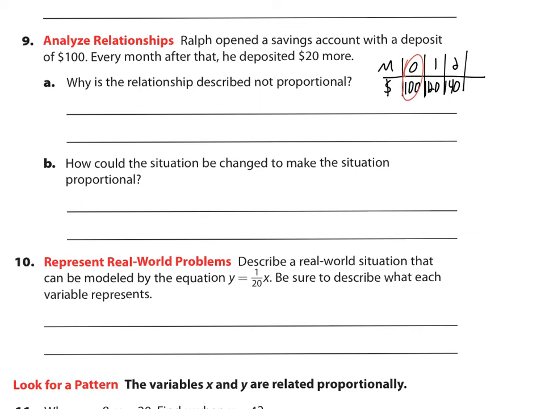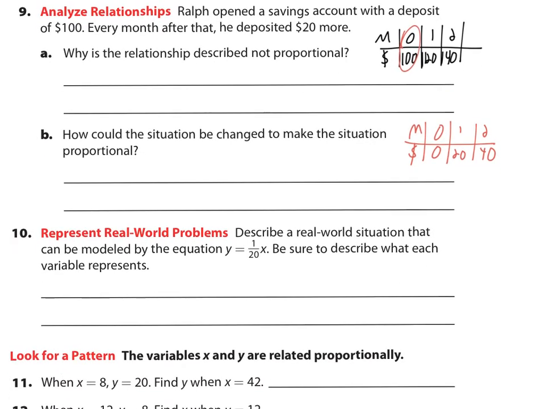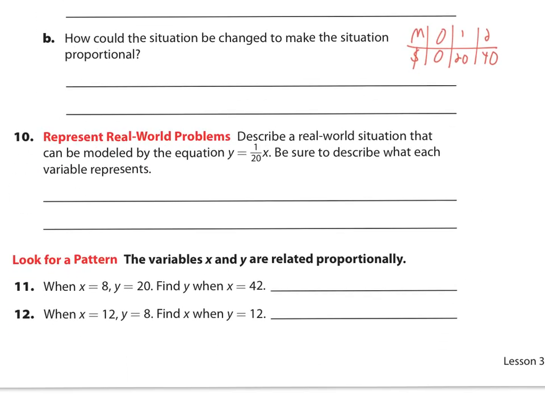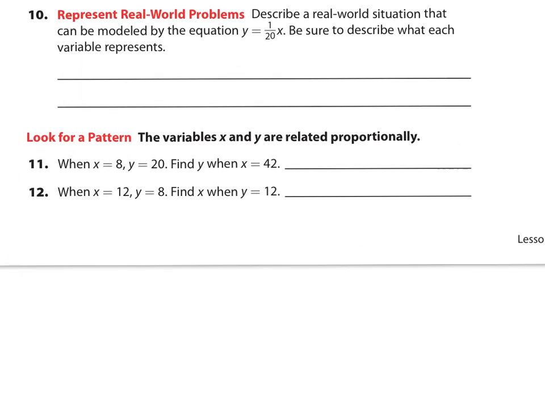What could we change in this word problem so that it was proportional? Don't put the $100 in. If you don't put the $100 in, then your table becomes 0 months, he had no money in there yet. After 1 month, he had 20. After 2 months, he had 40. That is proportional. The ratios would stay the same, and you would pass through the origin. Yes, the original problem is not proportional. If we took out the $100 deposit, it would be.